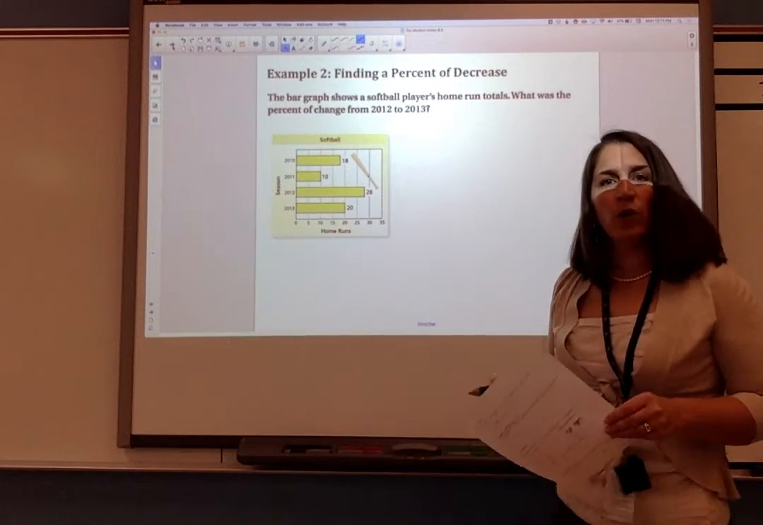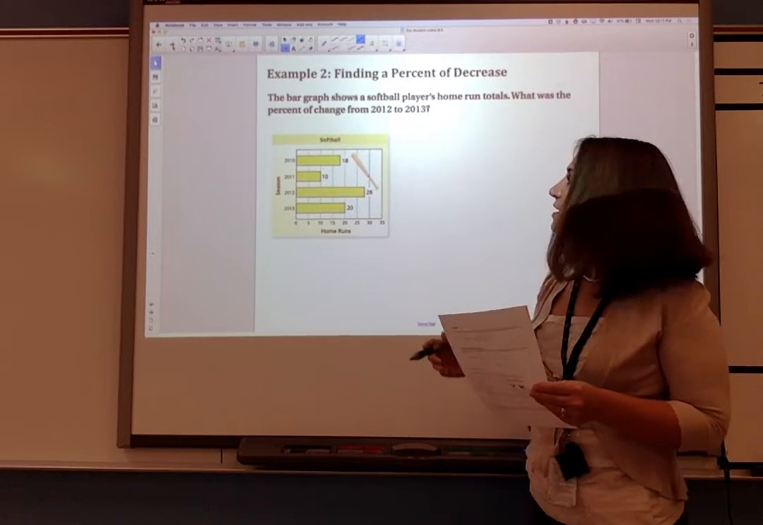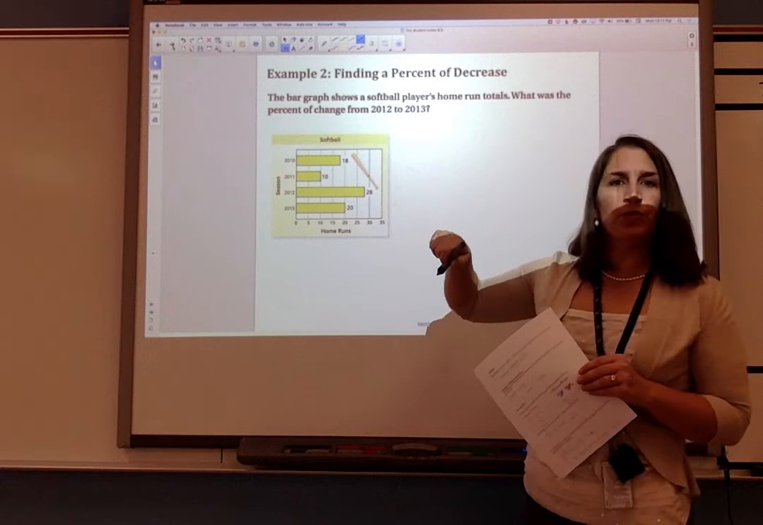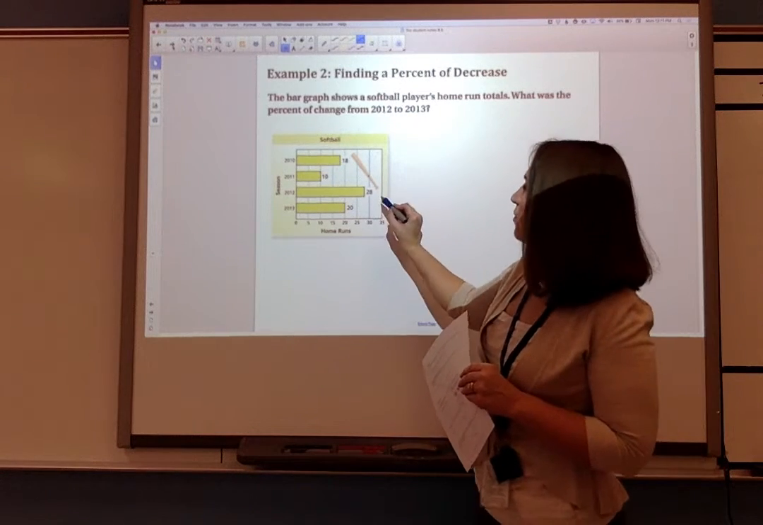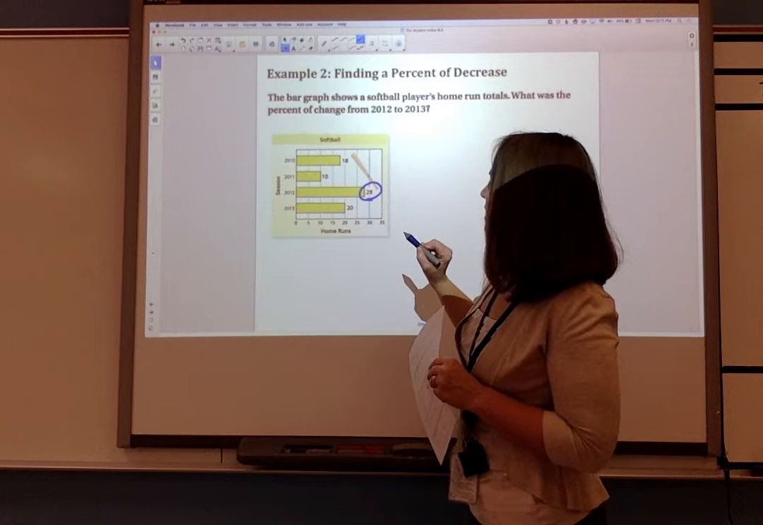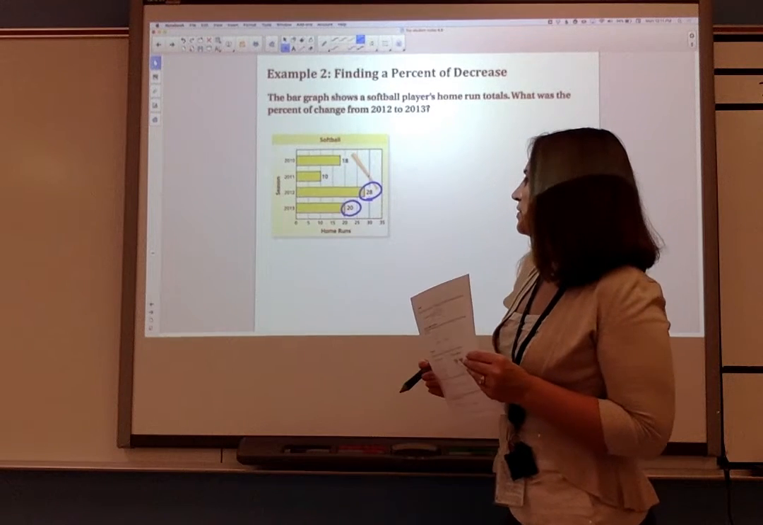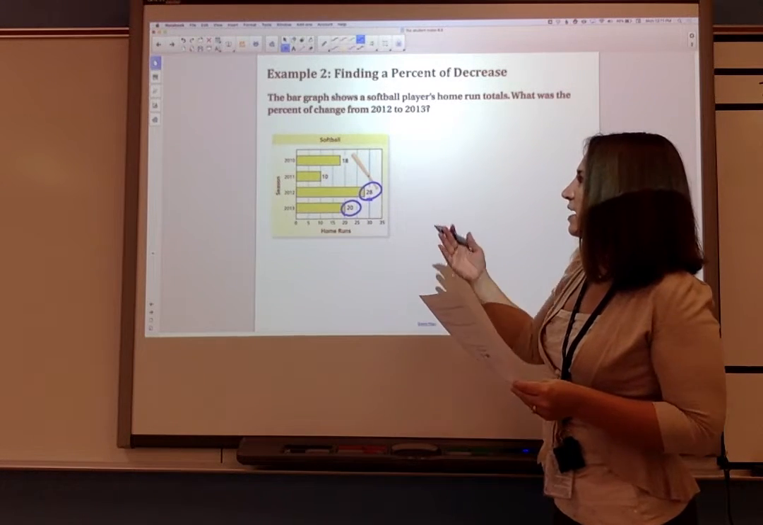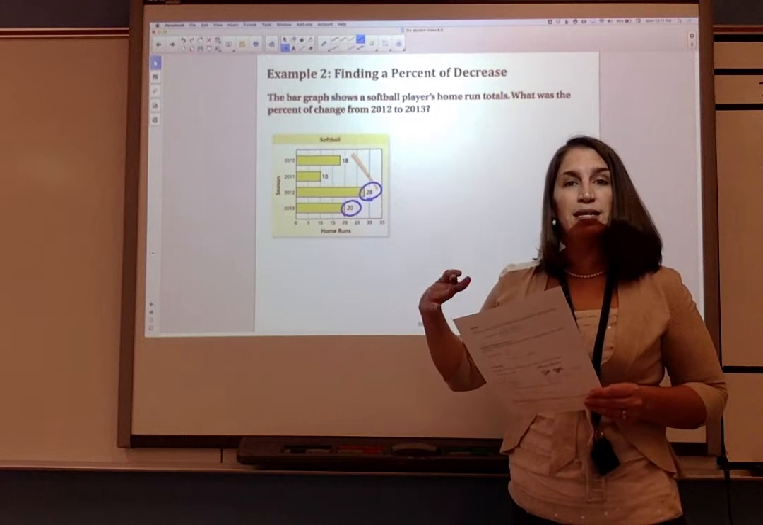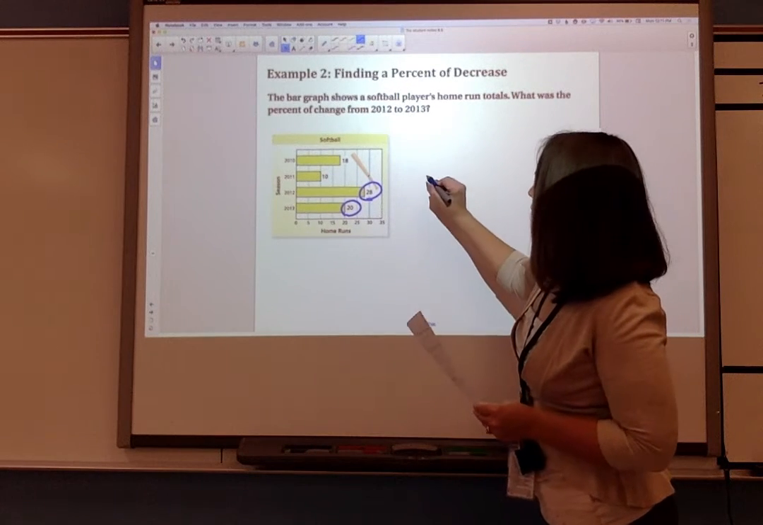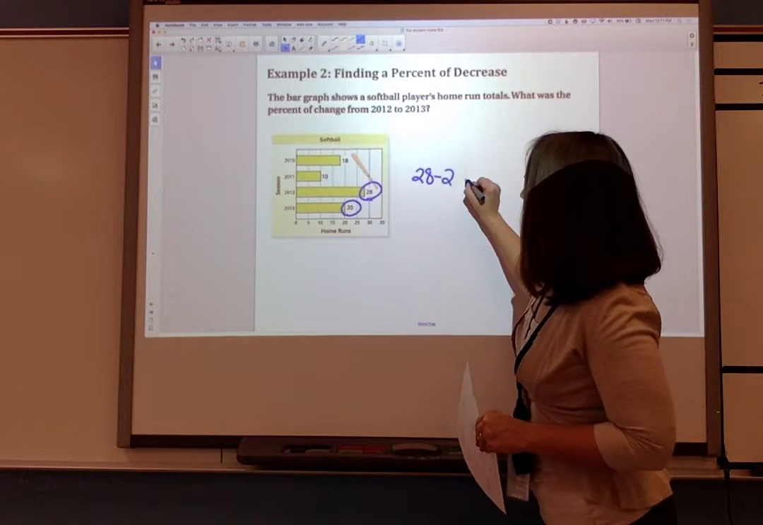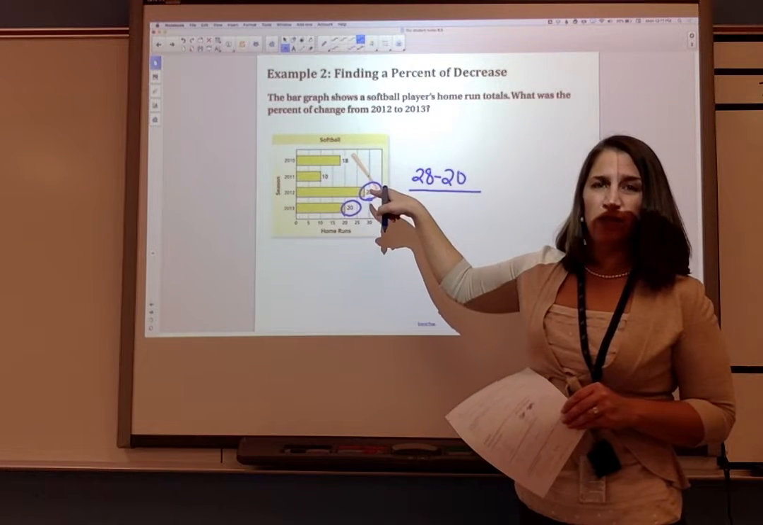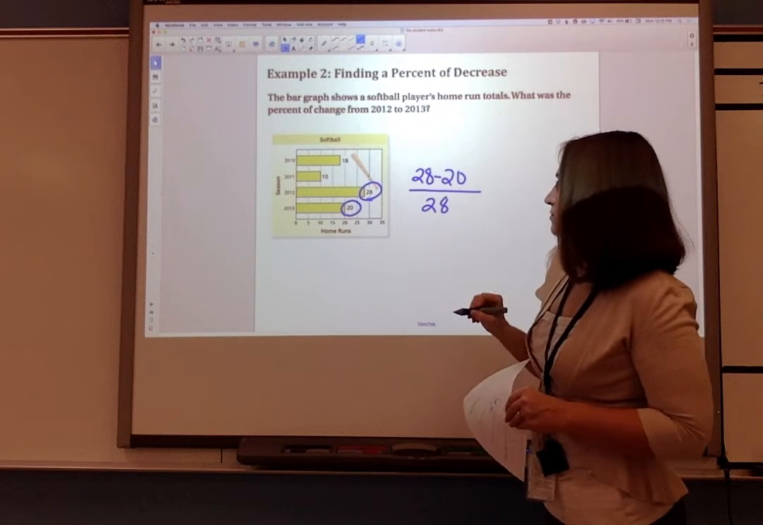Here's our second example where we're finding the percent of decrease. So this bar graph shows a softball player's home run totals. What was the percent of change from 2002, 28 home runs, to 2013, which is 20 home runs? So in this case, this is a percent decrease problem because we went down from one year to the next. But we're going to do 28 minus 20. That's going to give us the amount of change all over the original amount. So that needs to be the first year, which was 28.